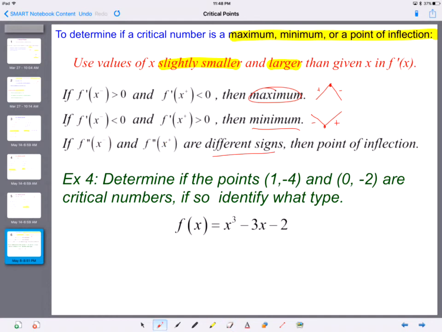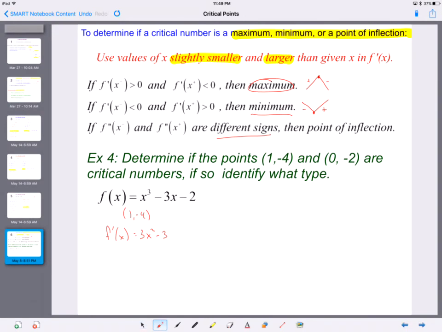So for example, on this last example here, determine if the points (1, -4) and (0, -2) are critical numbers, and if so, what type are they? Well, let's first start off with, okay, here's our function. Alright, what's the derivative? Well, the derivative of the function represents the slope, so this would be 3x squared minus 3. So what we want to do is to check to see whether this point (1, -4), move this down, and we're checking the point (1, -4).